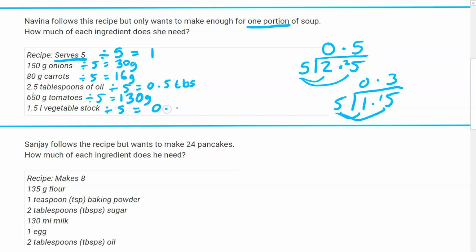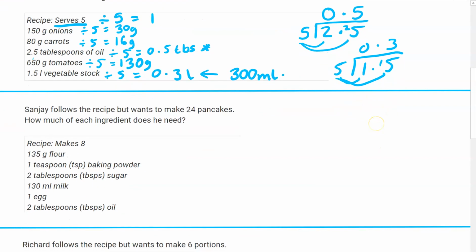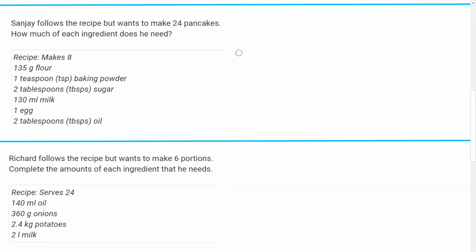Now just watch out, if you are asked for the oil or the stock in, actually no, you won't be, this one's okay, the oil's fine, but if you are asked for this in millilitres, how do you turn litres into millilitres? Multiply by 1,000, so that would be 300 millilitres. Just watch out for whether your question wants litres or millilitres. So they're kind of basics, you know. This one's not too bad either.